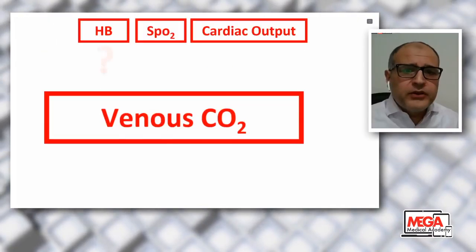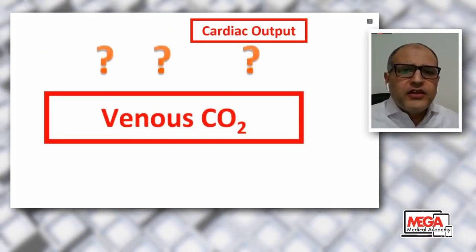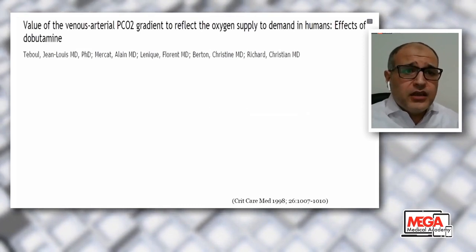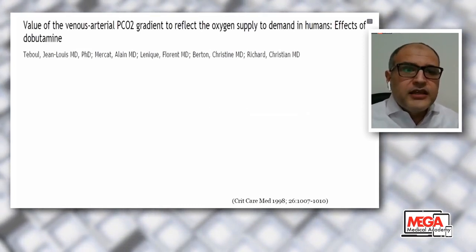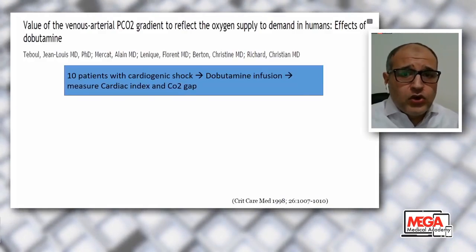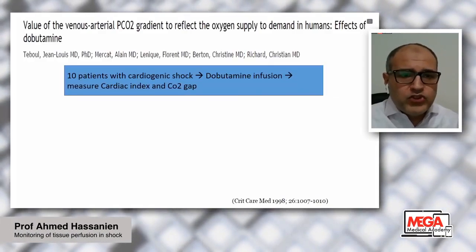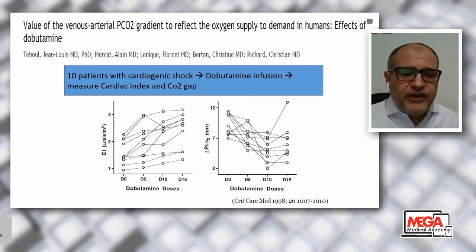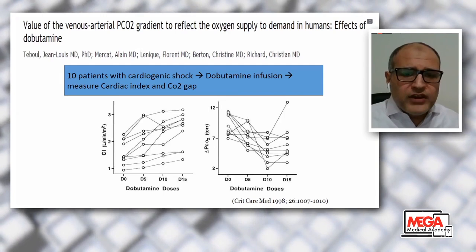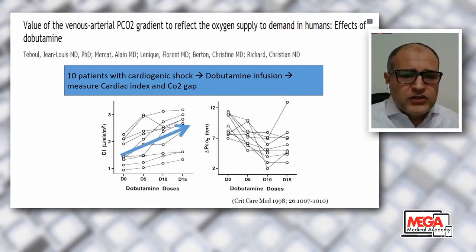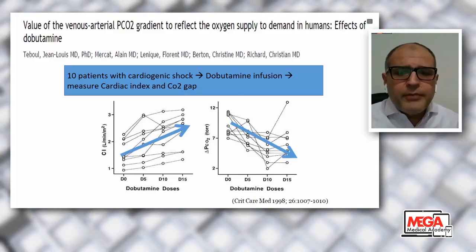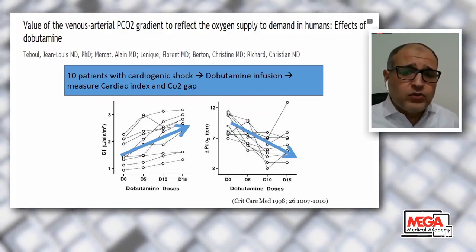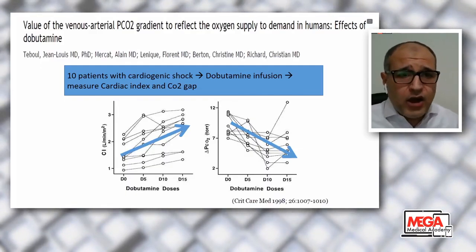And this was proved in the following study. This study by John Whittle and other colleagues, they took 10 patients with cardiogenic shock and delivered dobutamine infusion and measured the cardiac index and the CO2 gap. They found that whenever the dobutamine dose increased and the cardiac output increased, as in the left figure, the CO2 gap decreased as in the right figure. So there is a correlation between the CO2 gap and the cardiac output.